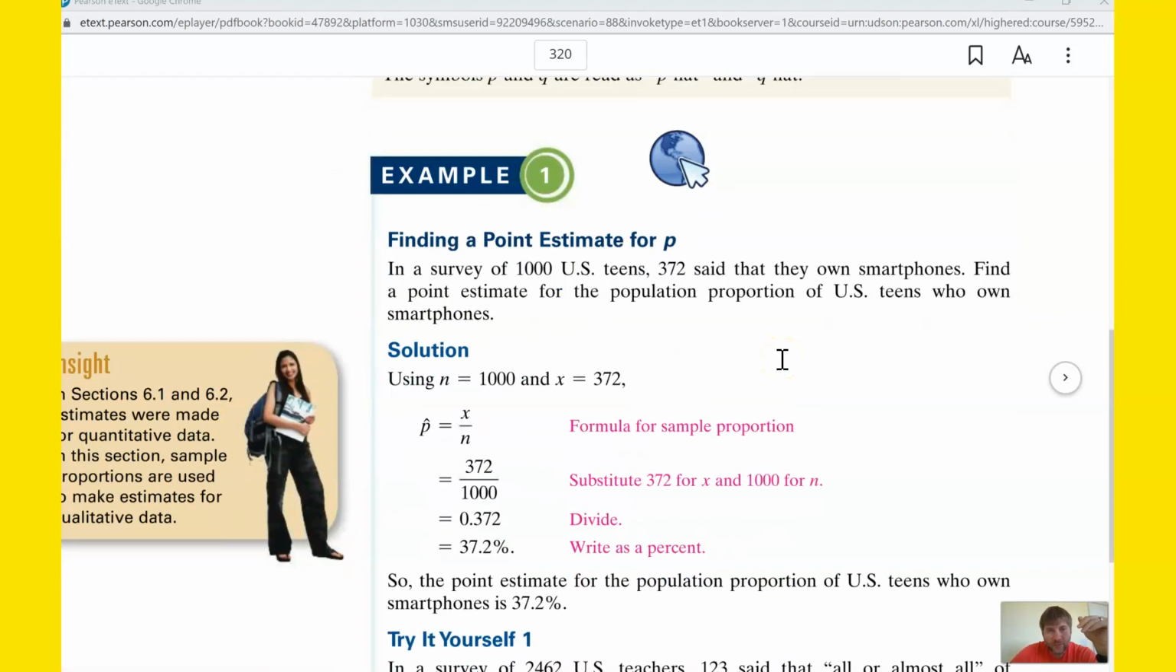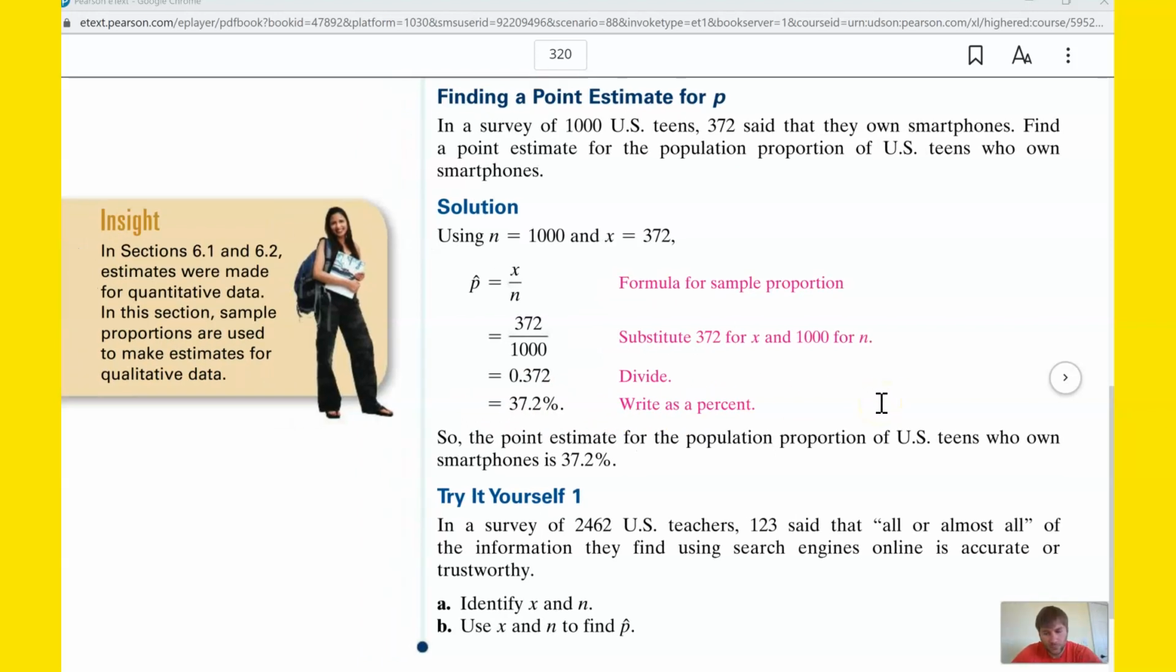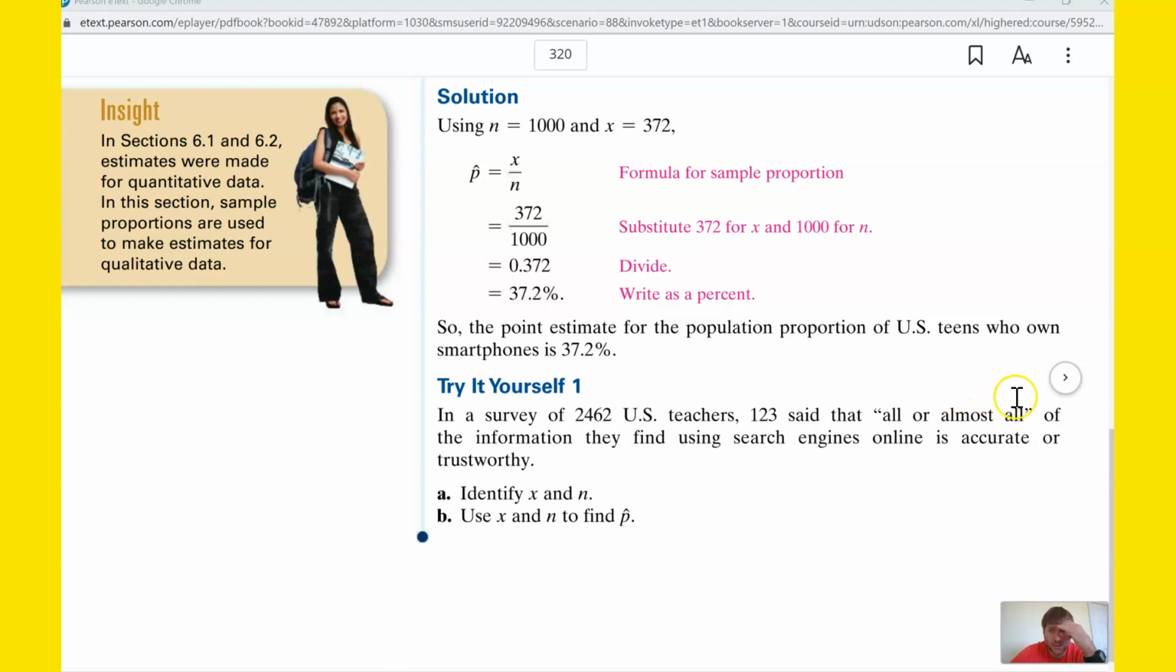Okay, example 1. Finding a point estimate for p. In a survey of 1,000 U.S. teens, 372 said that they own smartphones. I bet this is very dated. It'd be a lot more than that now, wouldn't it? Find the point estimate for the population proportion of U.S. teens who own smartphones. Well, that would be pretty darn easy. 372 out of 1,000, or 0.372, or 37.2%. All right, that is extremely simple, hopefully.